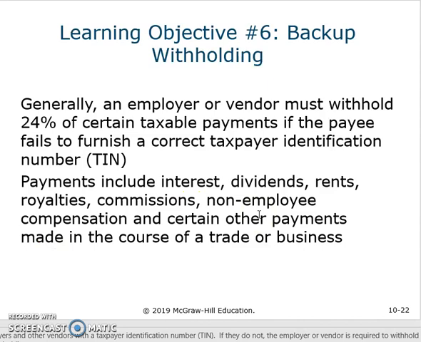If an employee does not furnish their taxpayer identification number or Social Security number when they prepare their W-9, the employer or their vendor must withhold 24% of taxable payments. These payments could include interest, dividends, rents, royalties, commissions, non-employee compensation, and any other types of payments that are made in a regular course of trade or business.